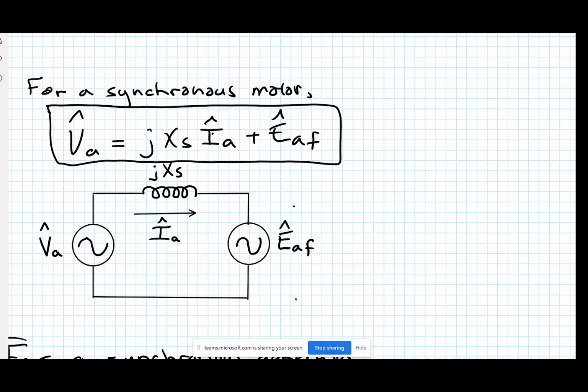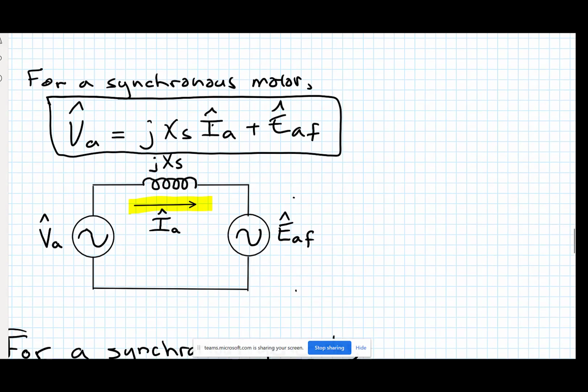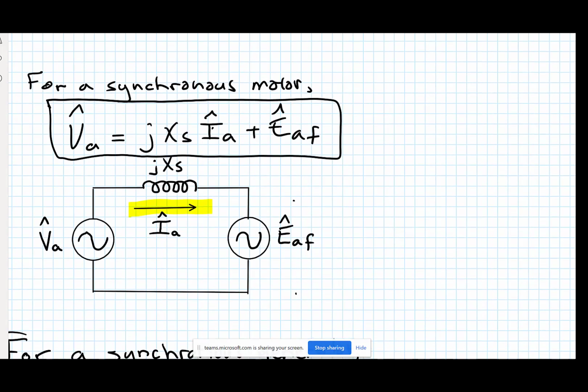So if we have a synchronous motor, then the current is flowing. The key thing to pay attention to is the direction of the current. So the current is flowing from the source to the machine. And this is your equivalent circuit that you can use to solve problems. And we end up with this. This is the voltage expression right here for a synchronous motor.